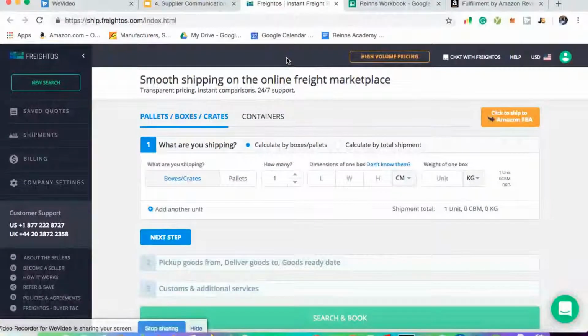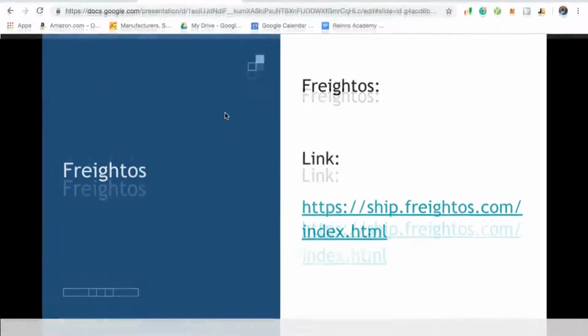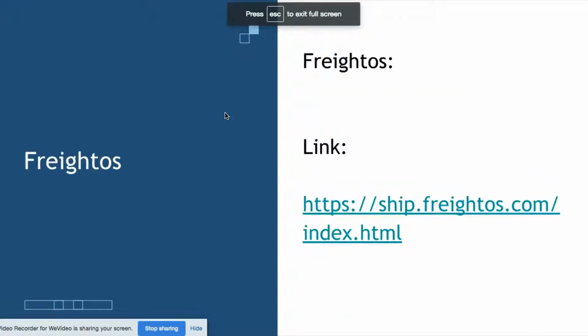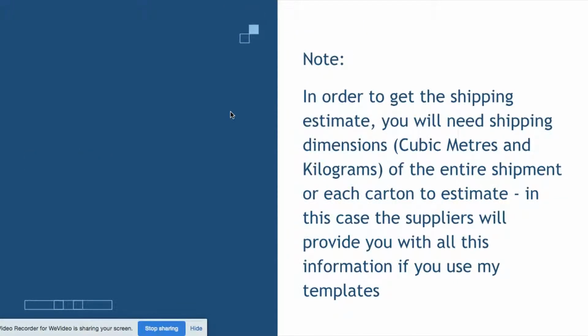So it's a great tool for giving estimates on shipping costs and all that. And actually you can get real quotes from it that can help you, you can use the quotes later once you're ready to ship your products. So now, let me go back to the slides 1 second. There you go. So just note this, guys. This is something you should note. In order to get the shipping estimate, you will need shipping dimensions, cubic meters and kilograms and all that.